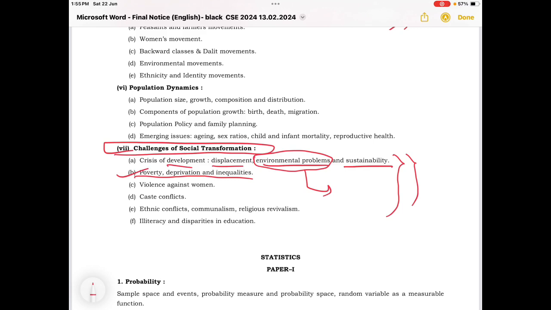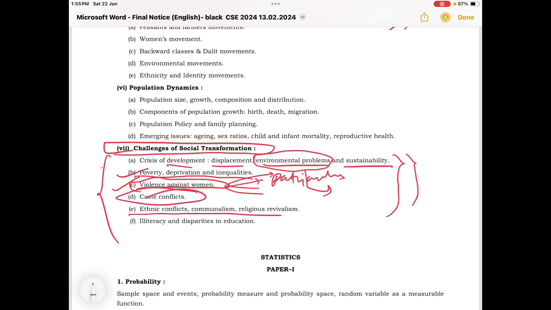These are the kind of GS topics. Mainly you will read these topics in social issues, but we will read here violence against women. We will read what different laws have been made, and how patriarchy is very important in this respect, how patriarchy creates these problems of violence against women. We will also see caste conflicts, ethnic conflicts, literacy and disparity in education.